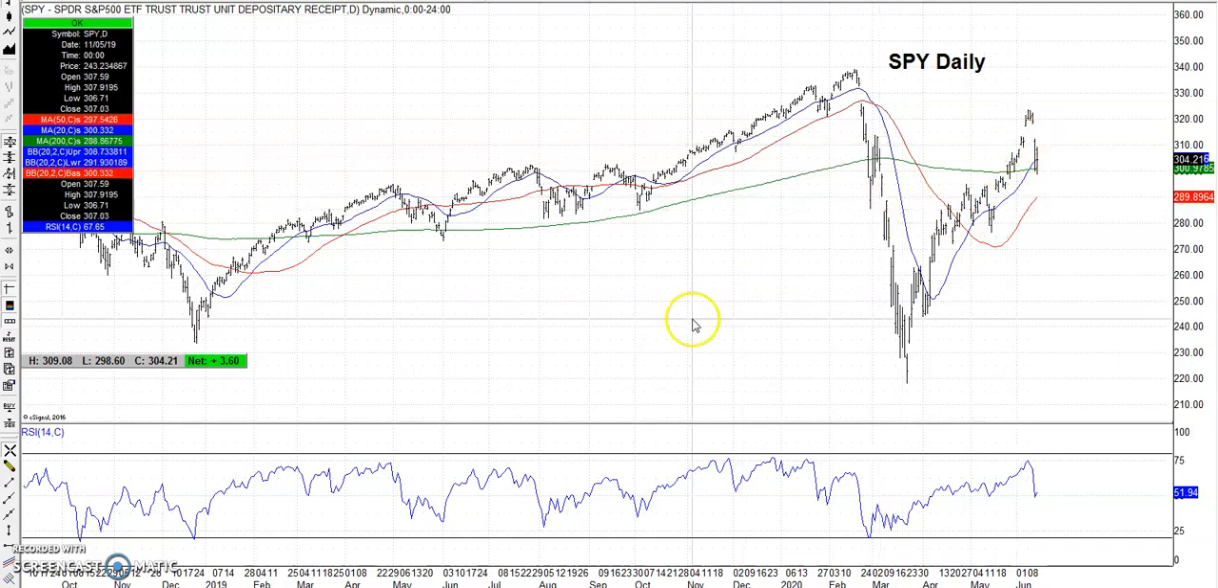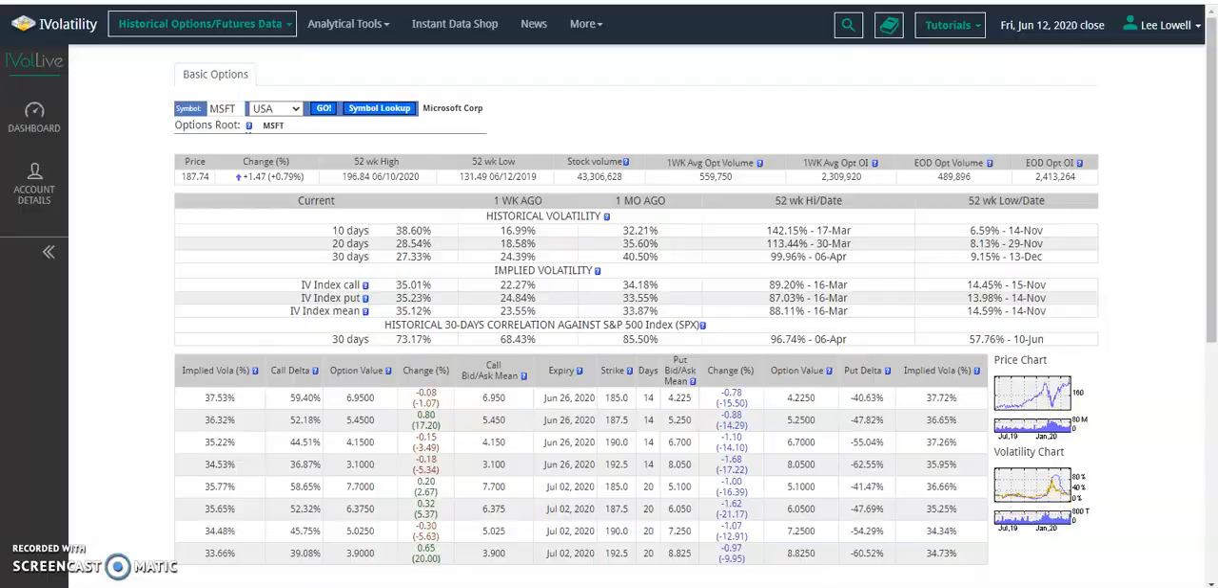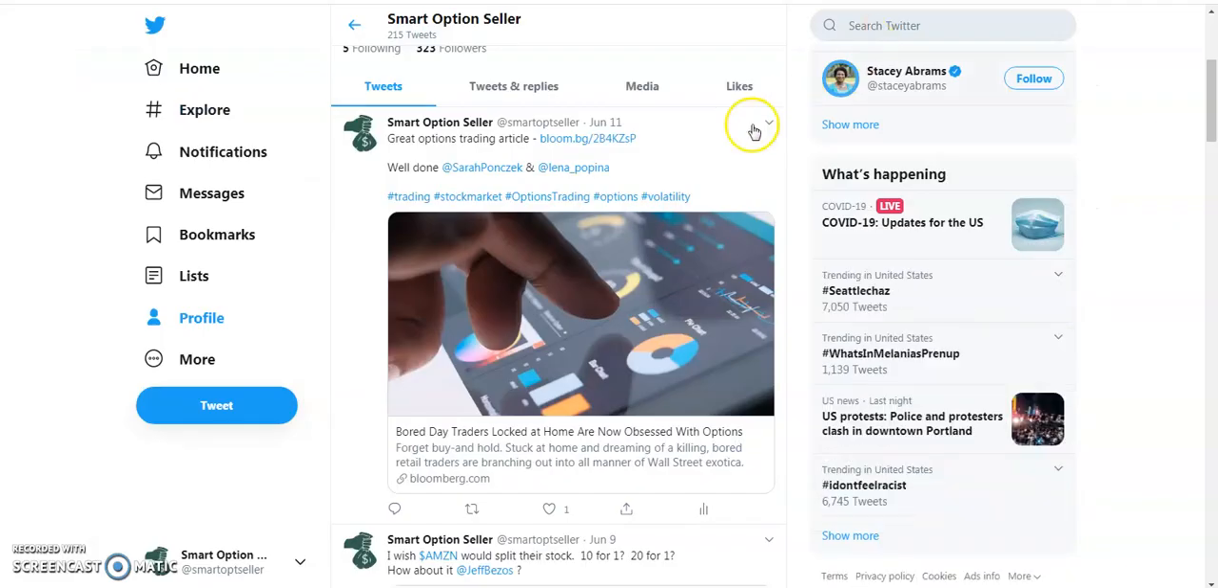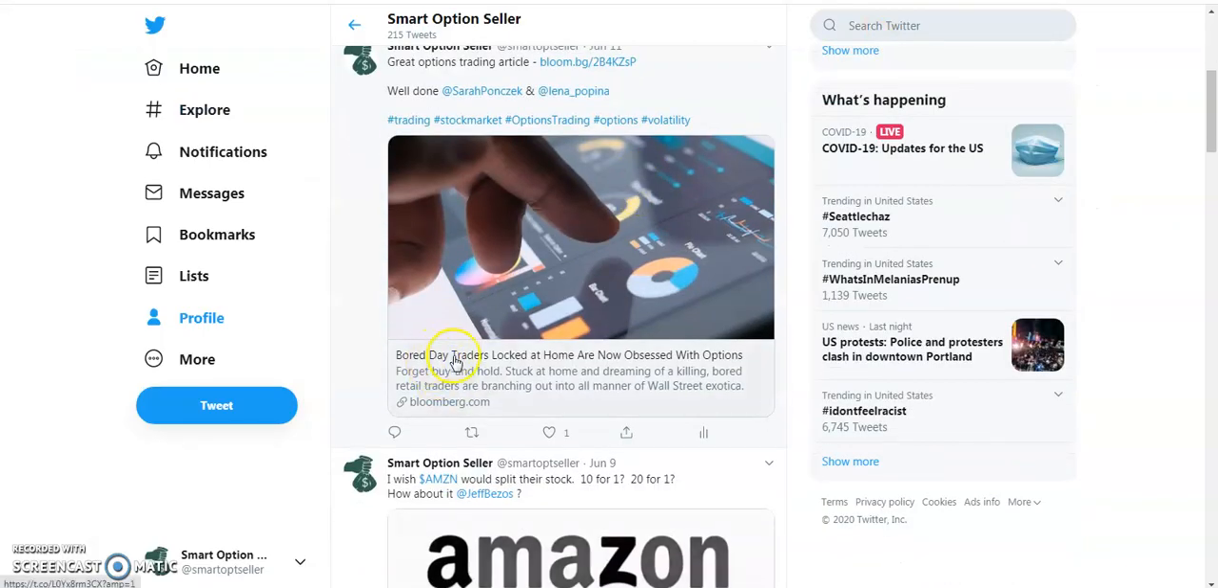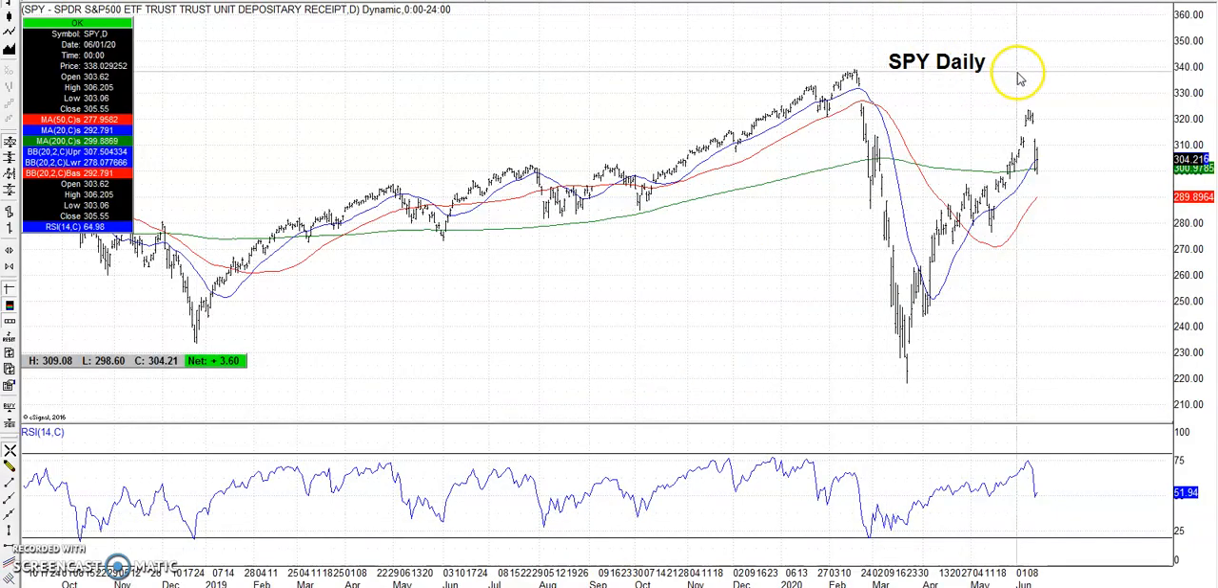We got a great article that came out during the week. I posted it on my Twitter account. It says: bored day traders locked at home are now obsessed with options trading. So you've got a lot of people sitting at home learning about the stock market, wanting to learn about trading. So you've got people who probably shouldn't be playing in the market just because they don't know enough, but they're bored, so they've been driving prices higher. Well, okay. So anyway, now smart money's coming in. They're starting to sell it back off.